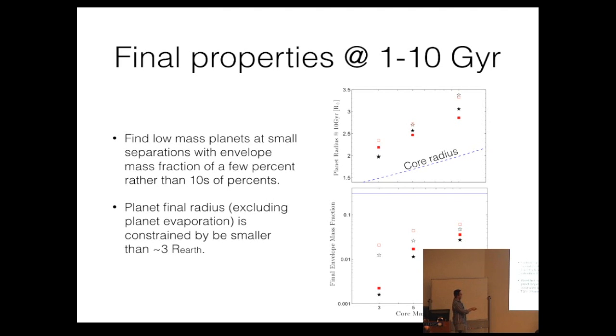So the open symbols have gone from this solid line, a 30% initial mass fraction, down to these few percent, 3 or 4%, and the solid symbols have gone from this dotted line, an initial envelope mass fraction of 10%, down to these percent and lower. So most of the energy for this process does come from the internal luminosity of the planet itself, but there is a small influence of irradiation. And we tend to find that the planet final radius always tends to be smaller than roughly 3 Earth radii.